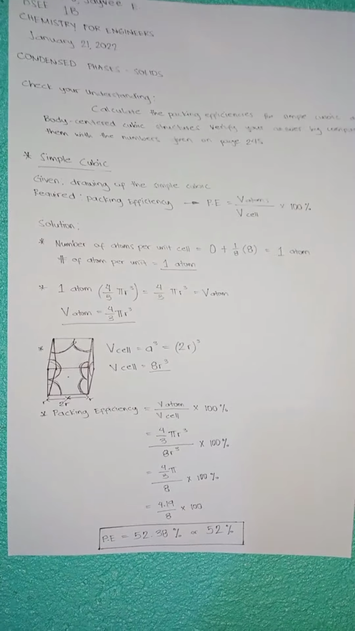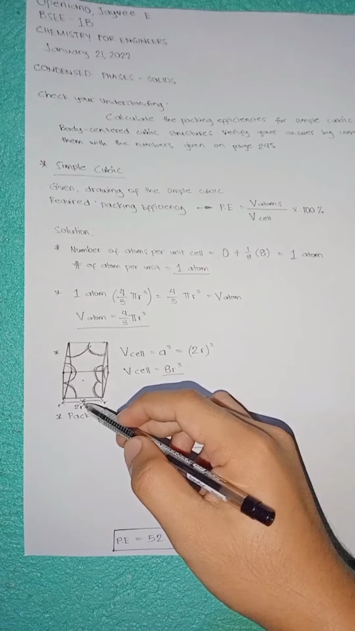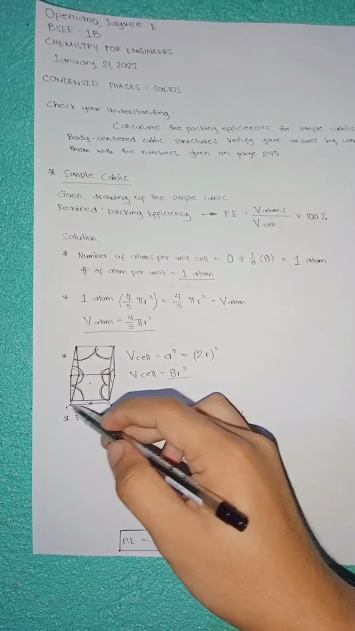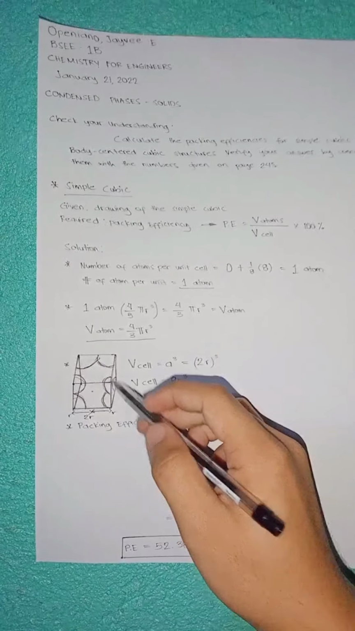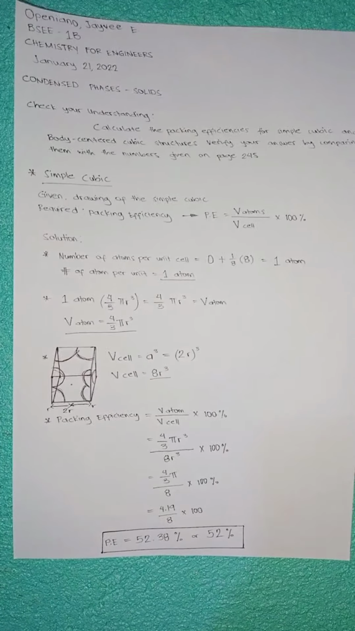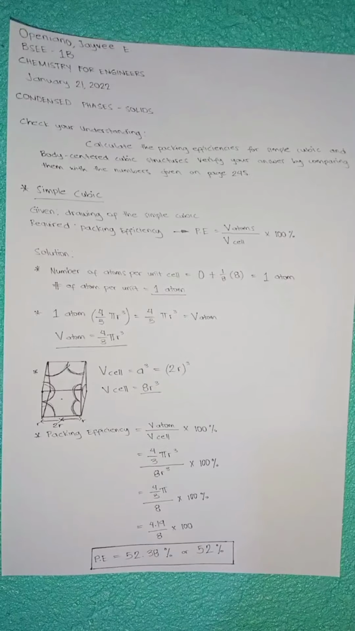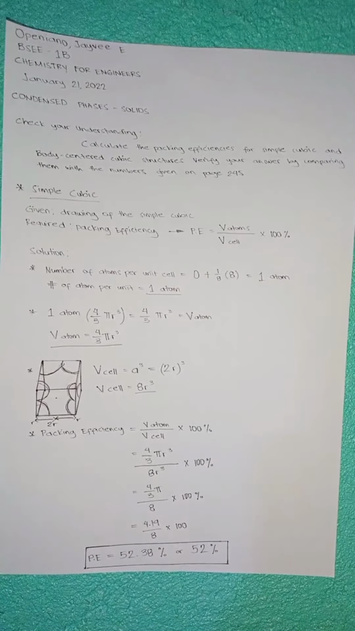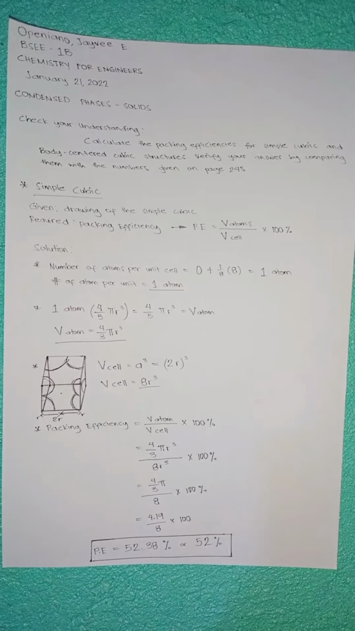If you notice, there are 2 radii on this side, so 1, 2. Let's say this side is 2r, and there are 3 sides, so we can put this as (2r) cubed. By simplifying, our volume of the cell is equal to 8r cubed. Now we have the volume of the atoms and the volume of the cell. Let's solve now the packing efficiency.